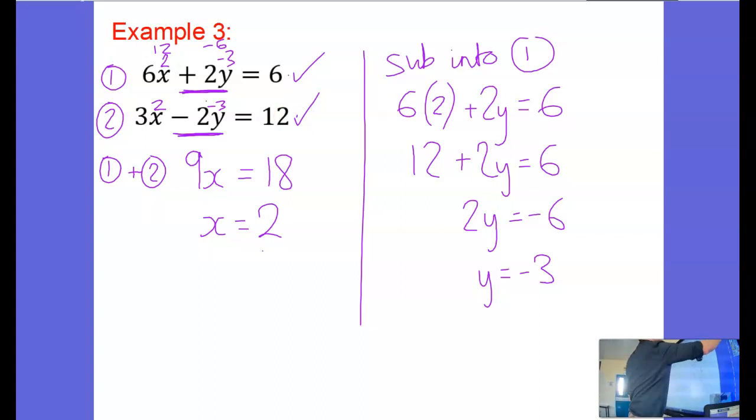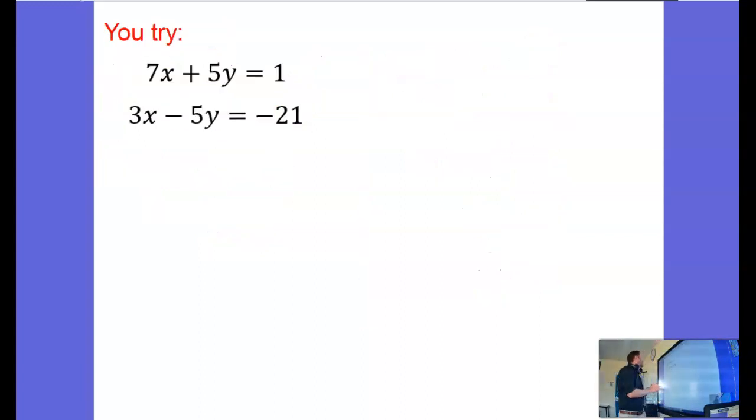All right, one for you to try. So we've got 7x plus 5y equals 1. 3x minus 5y equals minus 21. Careful with the negatives here. You probably want to go add these. Off you go. Pause the video now. Have a go.